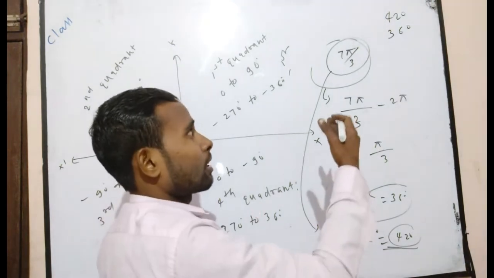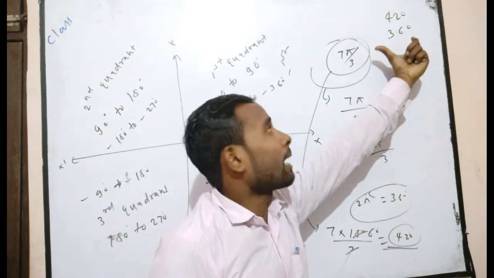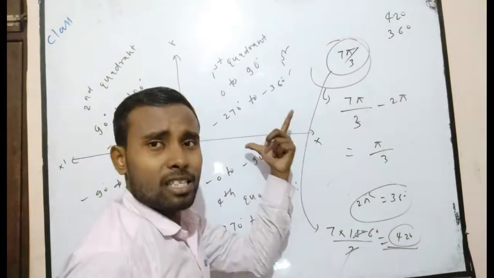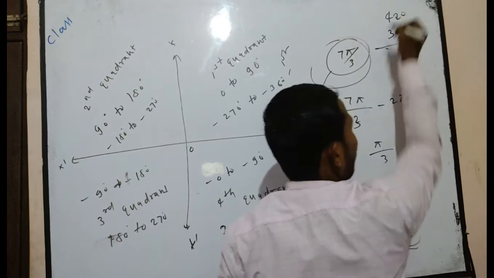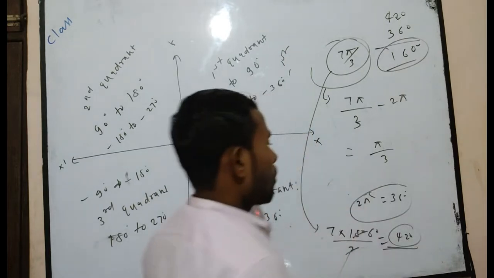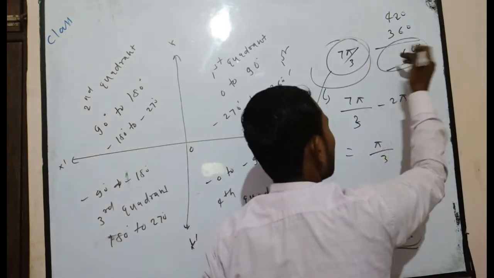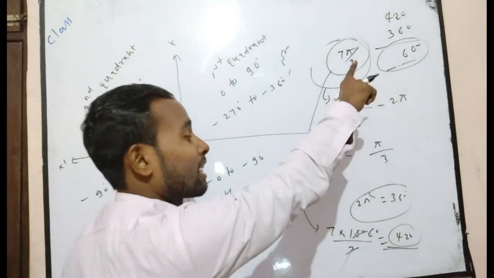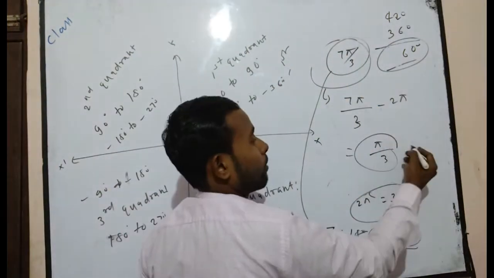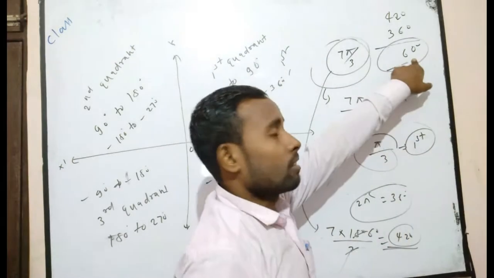Because I have already said to you, you have to subtract that angle which is a natural number times 360 such that the difference lies between 0 to 360. So after subtracting 360 from 420, you get 60 degree. Sorry, 60 degree. And 60 degree lies in which quadrant? In the first quadrant. As you can see, here you will get first quadrant. Similarly, here you also get first quadrant.